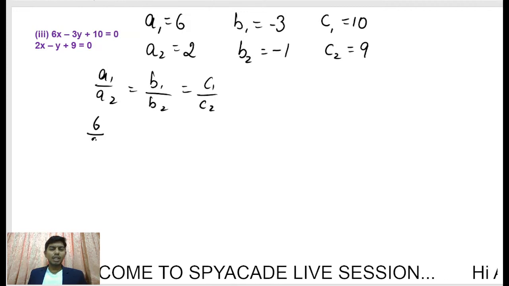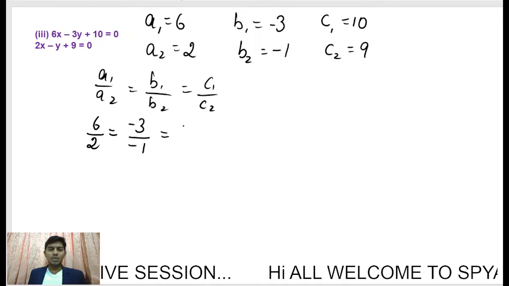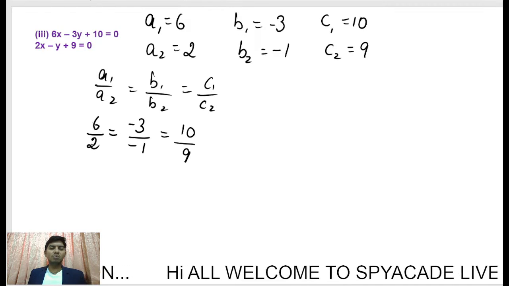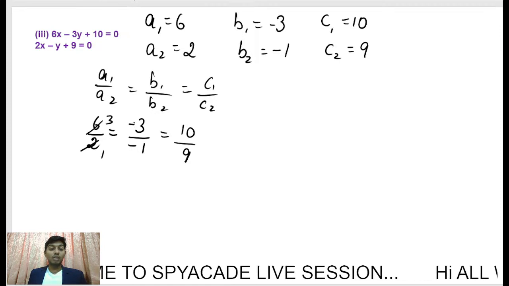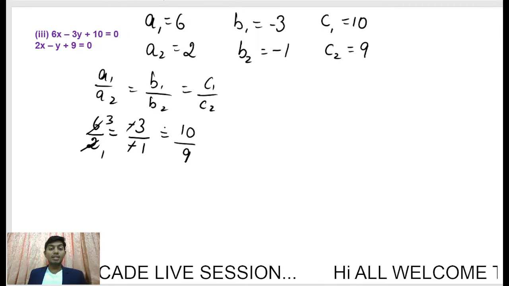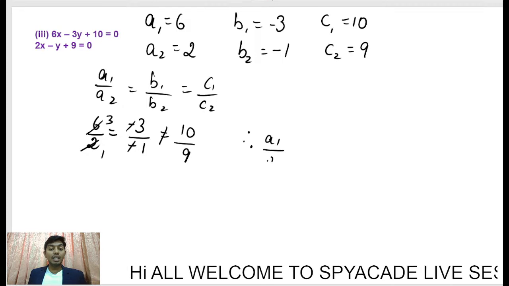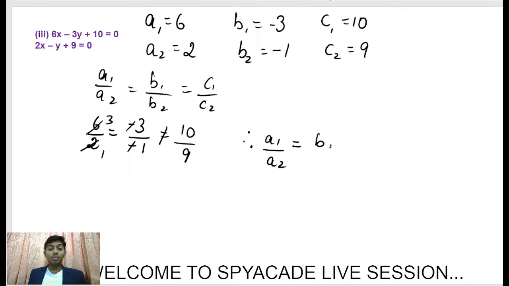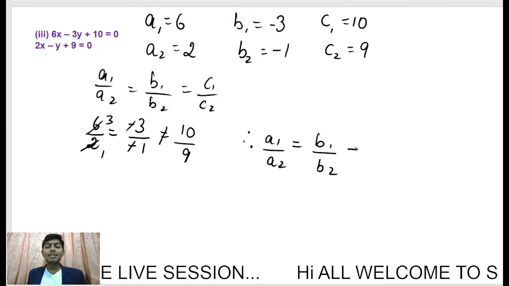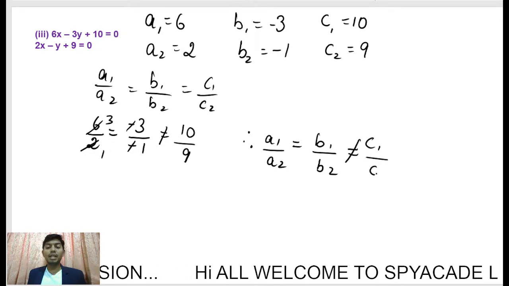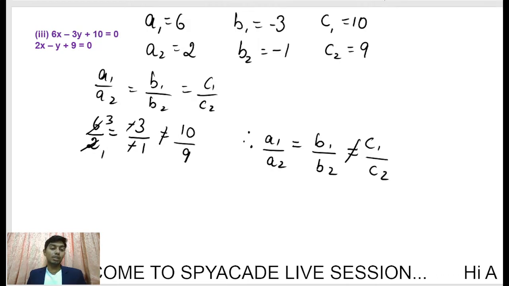Okay, so 6 by 2 will be minus 3 by minus 1. I don't think so. 10 by 9, no. If I just change, then this will become 1 3. Okay, 1 2 is 2 and then here it will get changed and this is going to be not equal. So therefore A1 by A2 is equal to B1 by B2. Yes or no? 3 by 1 and here also it is 3 by 1, and that is not equal to C1 by C2.